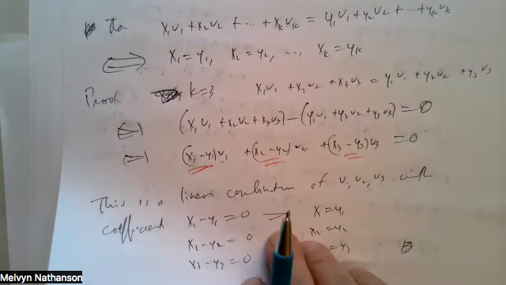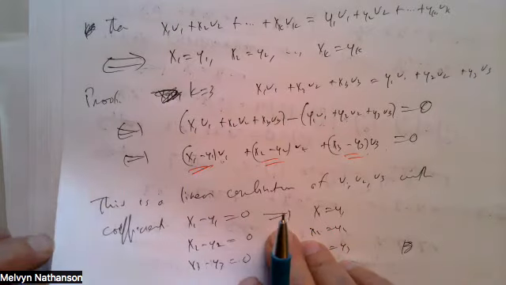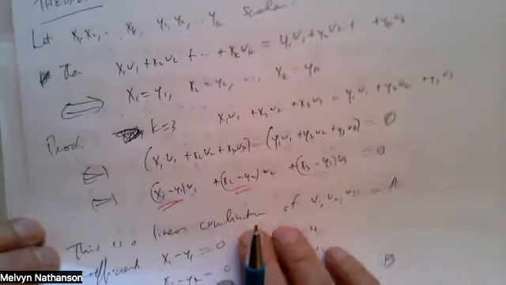Okay. So this is a very important property of linearly independent vectors. Let me show you one very nice connection between the big theorem on homogeneous linear equations and vector spaces.